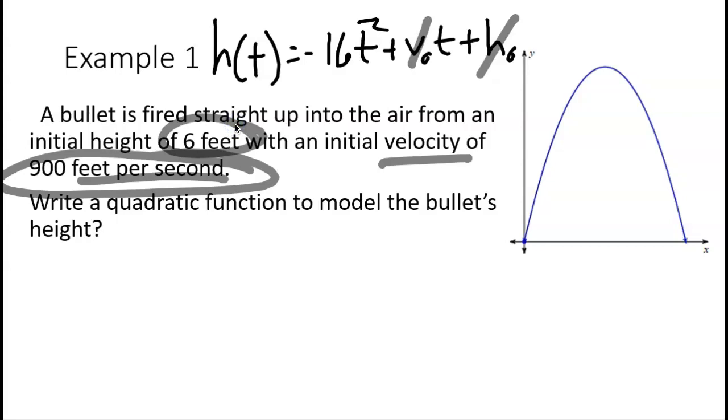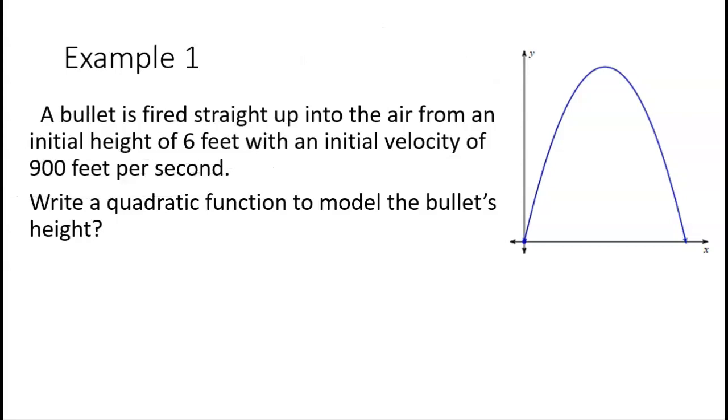So you can imagine somebody holding a gun up in the air, and that gun is 6 feet up in the air, and then they shoot it. And when they shoot it, that bullet, as soon as it leaves the nozzle of the gun, is traveling at 900 feet per second. Okay? Those are the two things we need to know to be able to write a complete formula, and that's what we're going to do now.